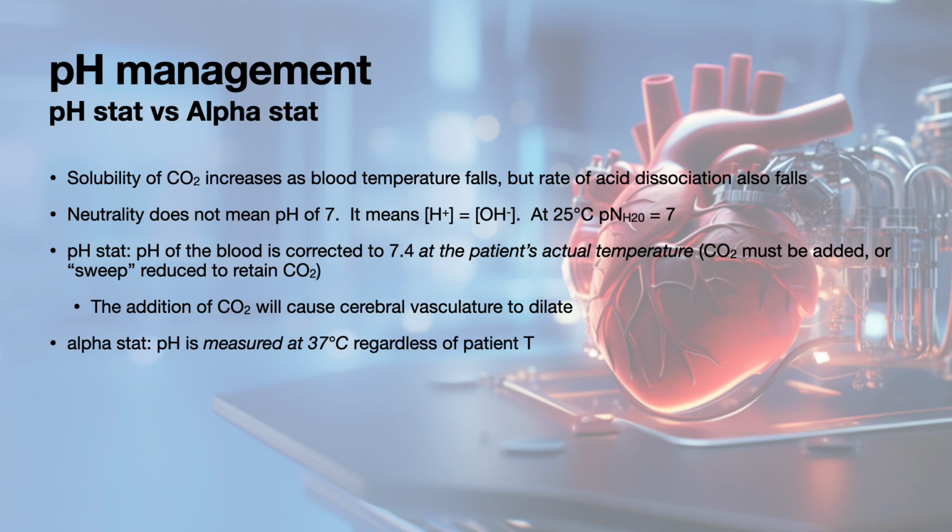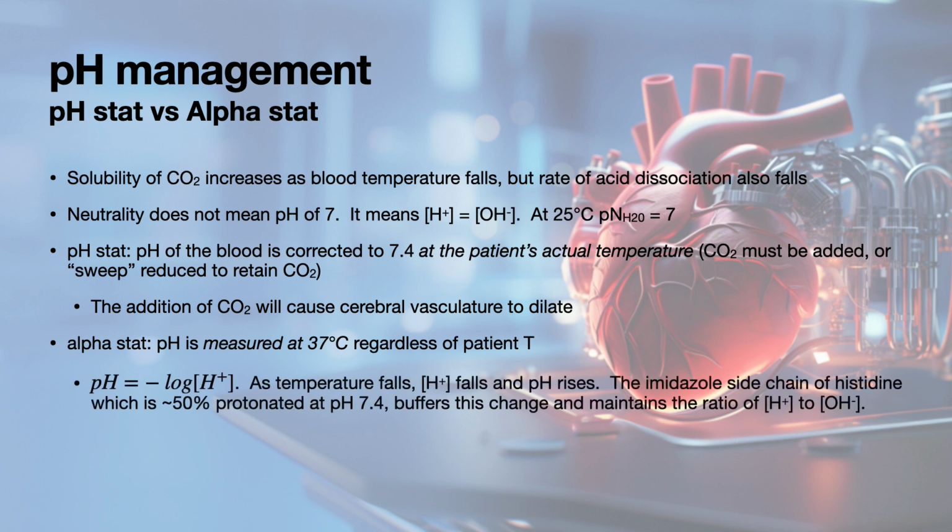The other approach is called alpha stat. Regardless of the patient's actual temperature, the pH of the blood will be measured at 37 C, and management of the acid-base status will occur on that basis. Alpha stat theory says that regardless of the effect of temperature on pH, the body's compensatory mechanisms, specifically the imidazole side group of histidine, ensures that the cellular chemistry continues to work.